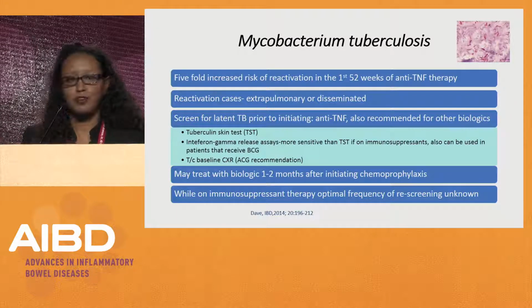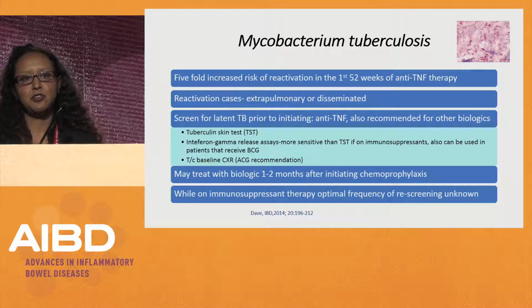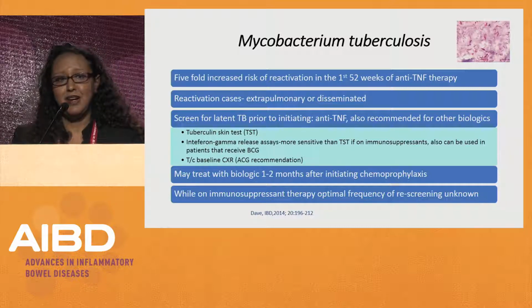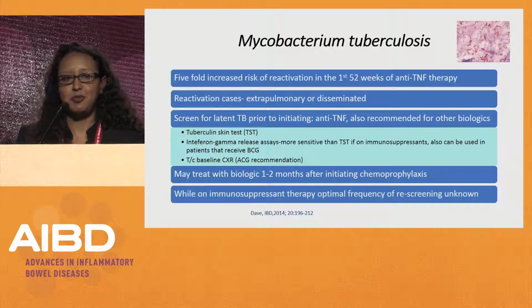What's recommended, as you've heard, TST testing, interferon gamma release assay testing, and consideration for even a baseline chest x-ray based on the ACG recommendations that had just come out. How about what to do if someone has latent TB? They tested positive. What are you going to do for those patients? Well, some guidelines suggest maybe starting chemoprophylaxis 1 to 2 months prior, but in general, even in my institution, sometimes we get the ID docs involved to help decide on that right time frame.